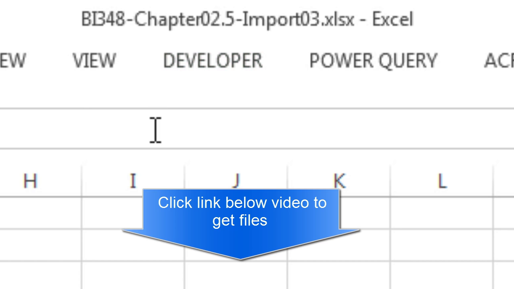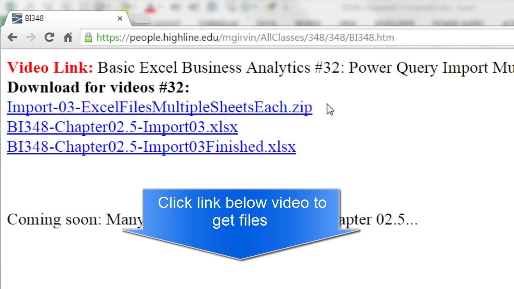Hey, if you want to download this workbook, BI 348 chapter 2.5, import 3, this is the start file. There's also a finish file. And be sure to download, and here's a picture of the link, be sure to download the zip folder with all of our files we need to import.